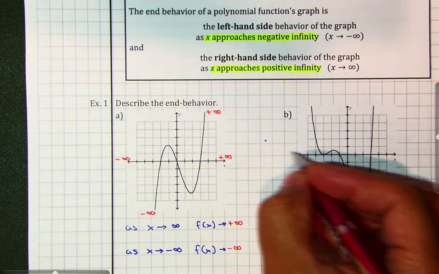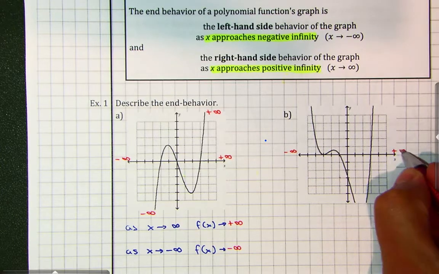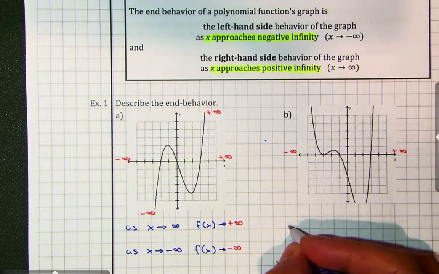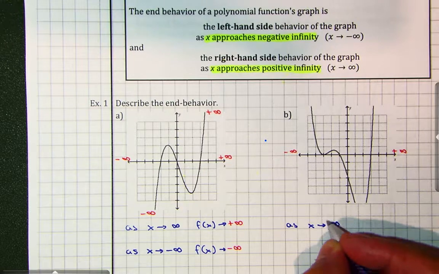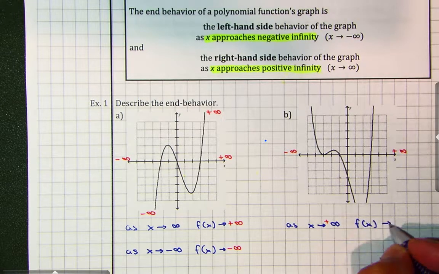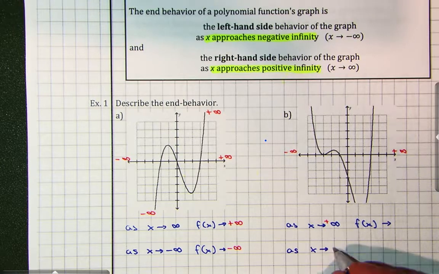Let's go and label your x-axis. On the left will be negative infinity. On the right will be positive infinity. So go and write down your end behavior. Let's go and set it up. So we have as x approaches positive infinity, and we can place a plus in here, but we don't have to, f of x is going to approach, and as x approaches negative infinity, I do need the negative, f of x is going to approach. Go ahead and pause it, see what you get, and we'll compare our answers.